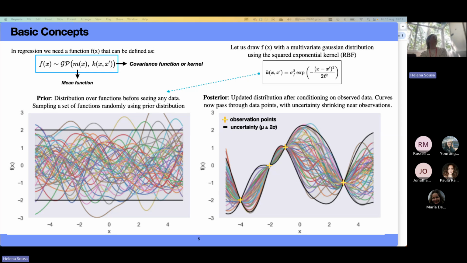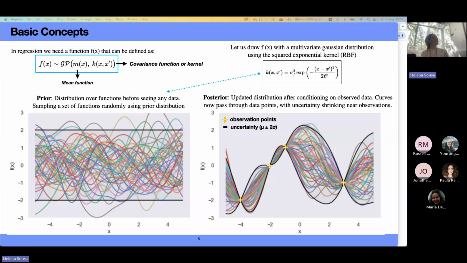So we often start with a mean function equal to 0. This is optional, just to make the math a bit simpler. And we choose a covariance function. For example, here in this slide, I'm just showing what the RBF kernel is defined by. I will give a few examples of different types of kernels that we can have, but here I'm just showing an example for RBF.